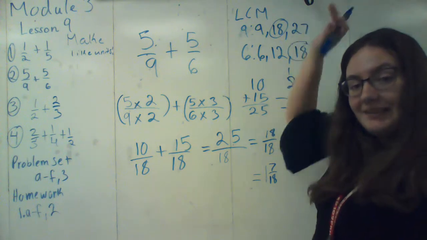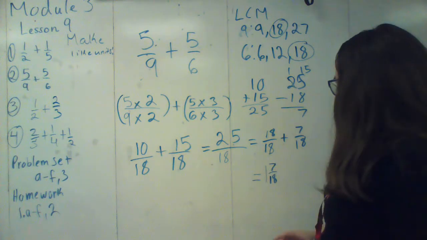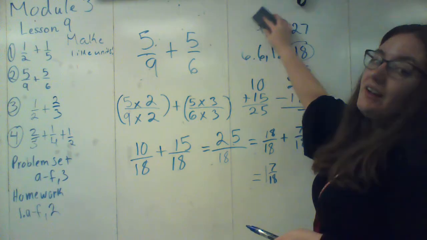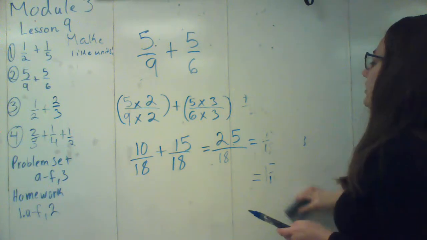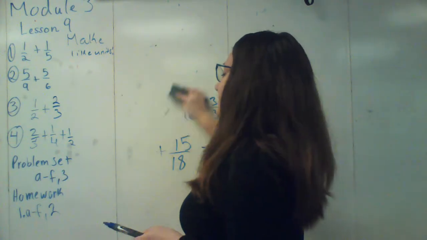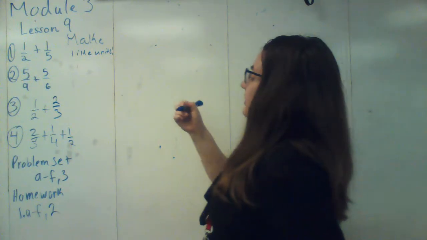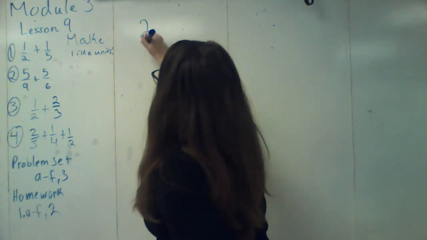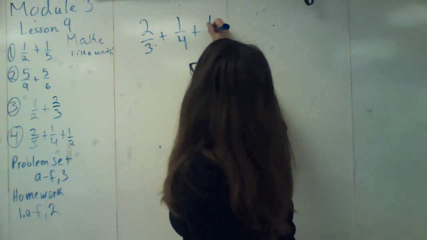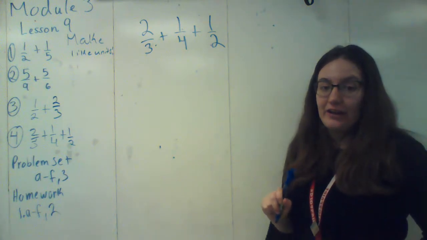Remember, if you have any questions, please make sure you're asking for help as you're going through these problems with me. These are a little difficult, but I think you might have an easier time than the number lines or the picture models. So we're going to move on to our final problem, which is kind of a doozy, but I think you guys will be able to do it. So we have 2/3 plus a fourth plus a half. So now I have 3 fractions I need to add up all together.